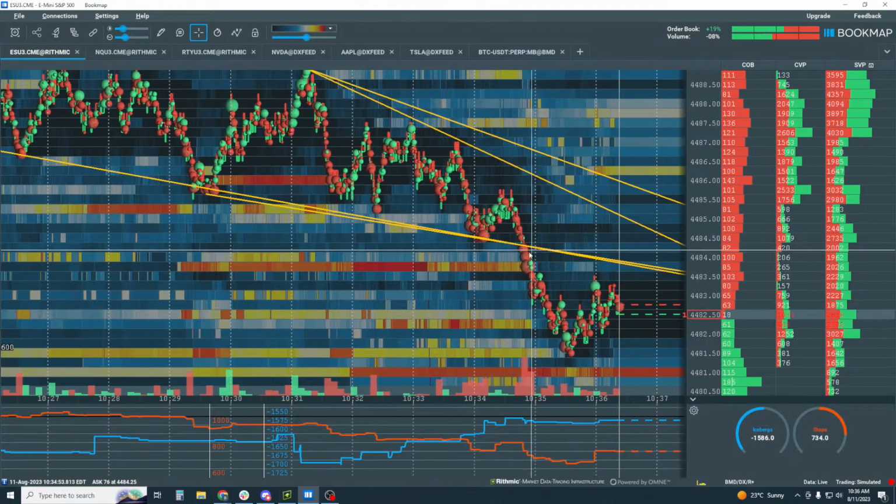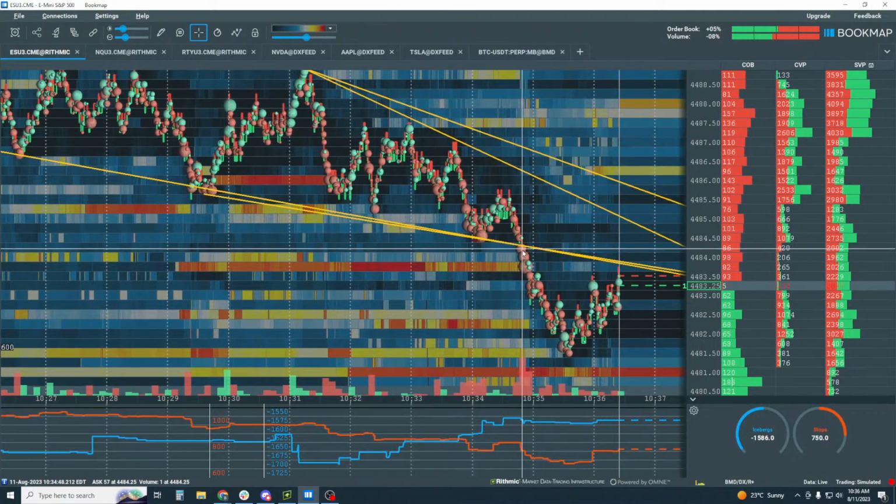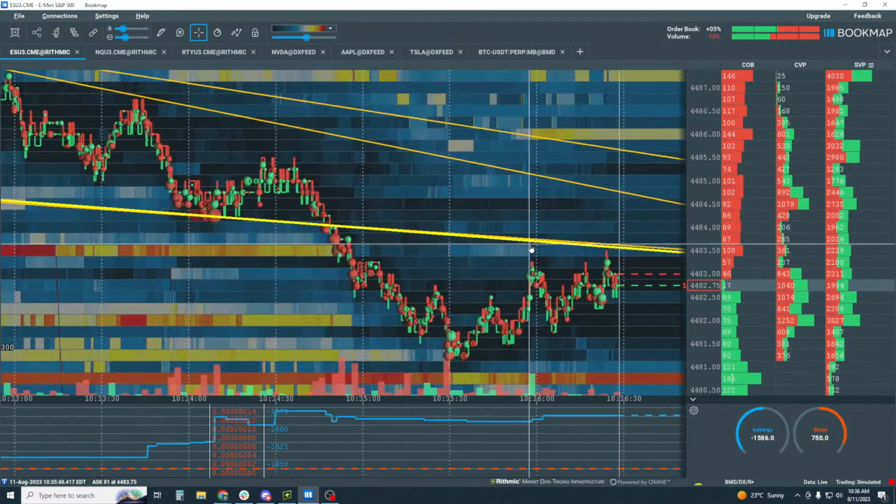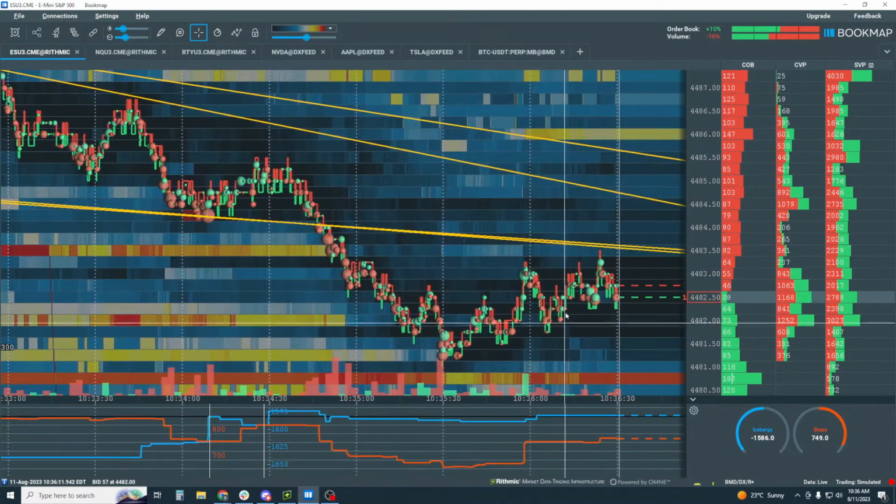And you can do this too. Just be really objective about this. In fact, don't take a trade. Just be objective.